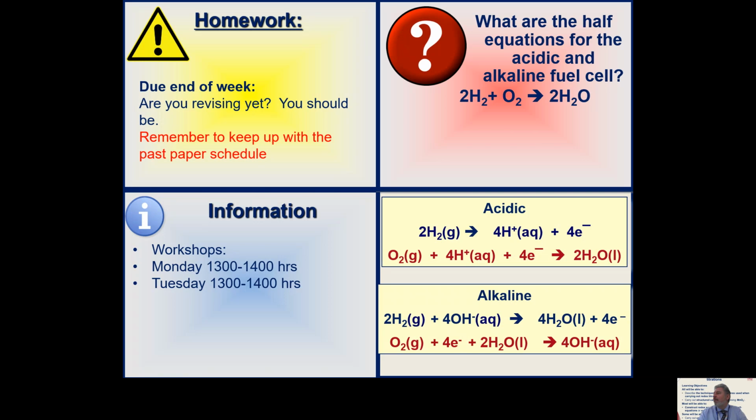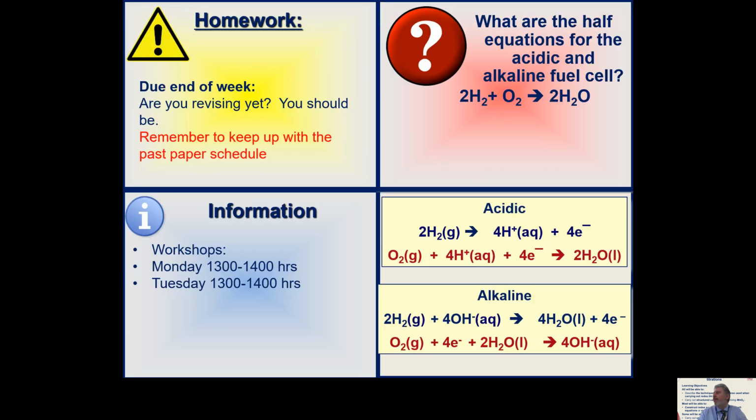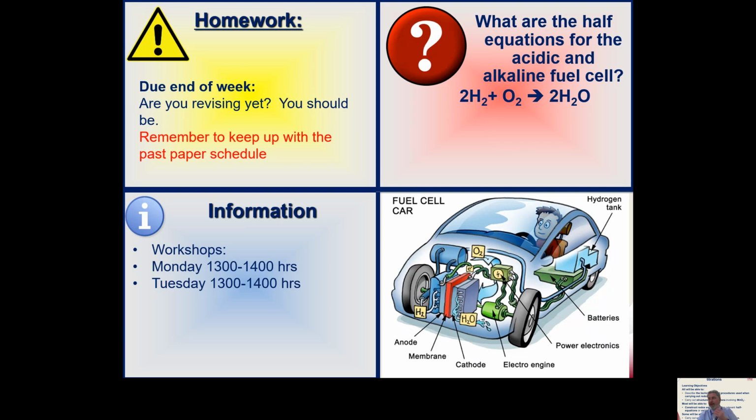Okay. So what we did last time, if I go back a bit, yeah, there we go, is the half equations for the acidic and the alkaline fuel cell. And I mentioned the fact that it is a potential way of reducing our use of fossil fuels. So the hydrogen fuel cell, we have got two half equations for that. Hydrogen plus oxygen making water is going to give us electricity.